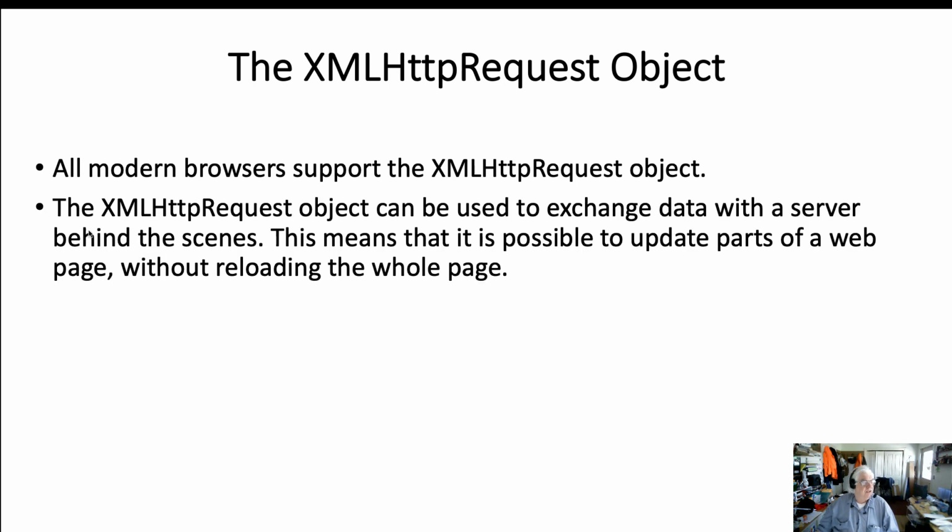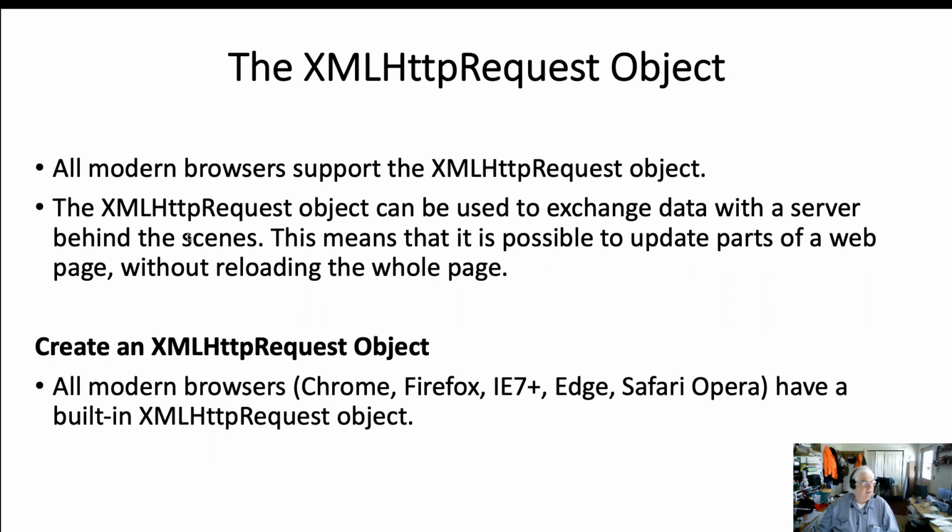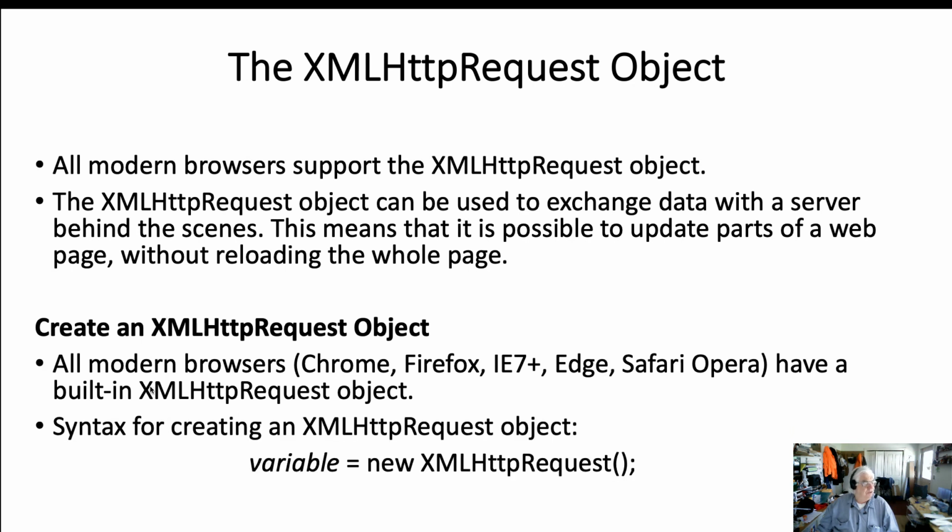This XML/HTTP request object can be used to exchange data with a server behind the scenes. That means it's possible to update parts of a web page without reloading the whole page. Alright, so you're going to create an XML/HTTP request object, and all the modern browsers will do it. The syntax for creating an XML/HTTP request object is a variable. You're creating a new class, basically, and then you're going to new in this class.